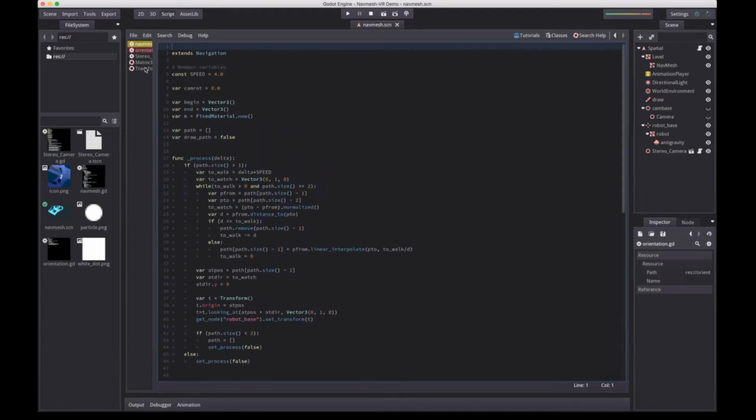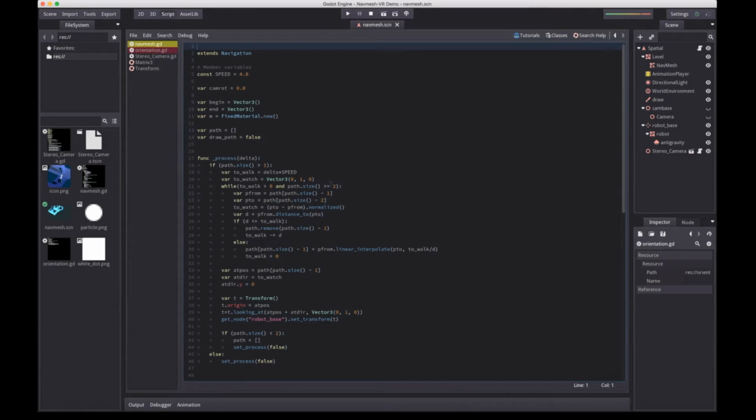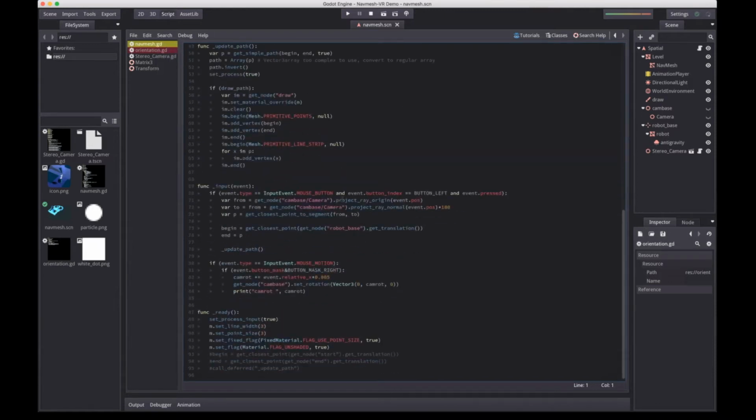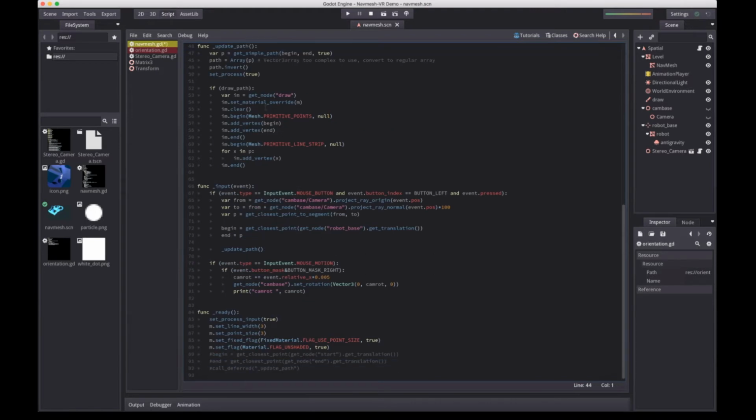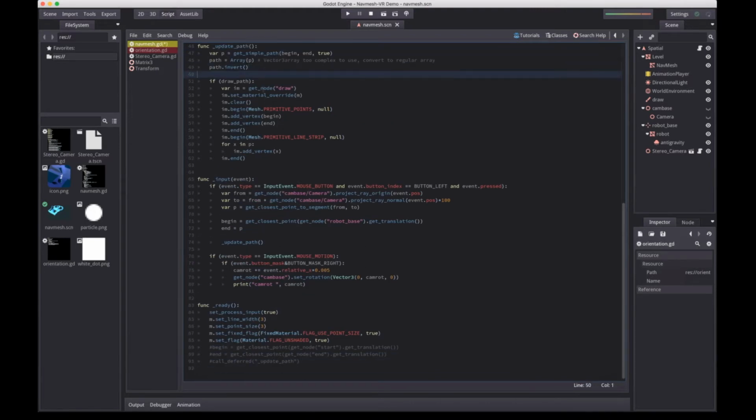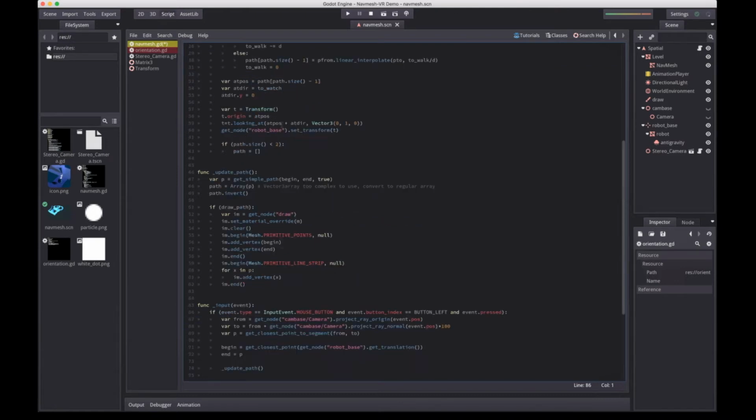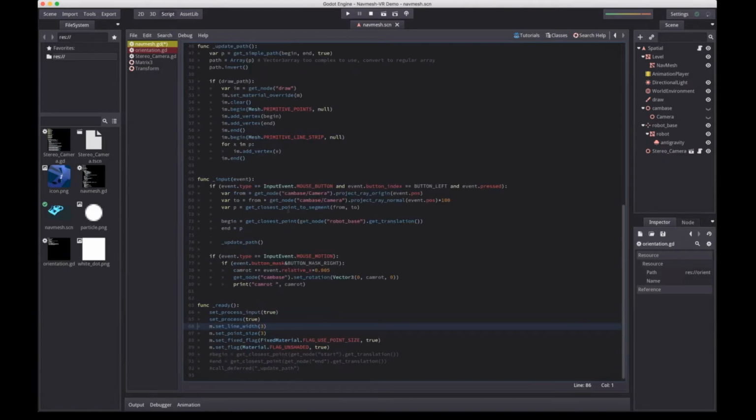So we open up our Navmesh GD file, and let's have a look at the existing code that is here. The important bit is that our process in our Navmesh is actually most of the time disabled. We only enable our process if we have a path to go through. Now I'm going to remove that code, and instead make sure that the process is always running, even if we don't have a path to process.